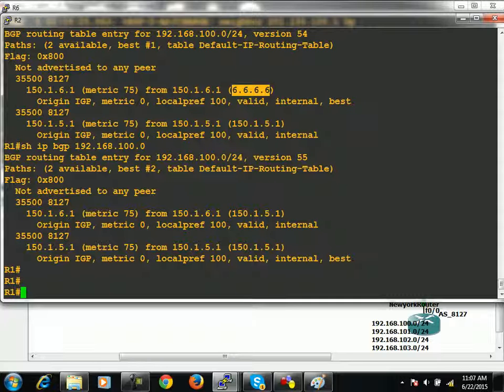So this is the BGP path selection process. So finally decision is made based on neighbor address. Exactly. See, this is the way in which BGP selects its best path. Fine, that was good.